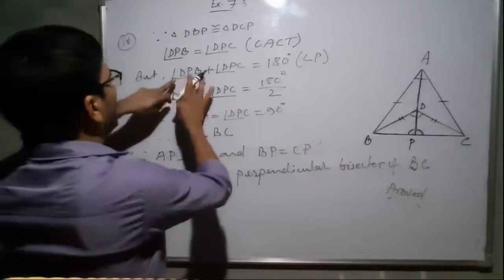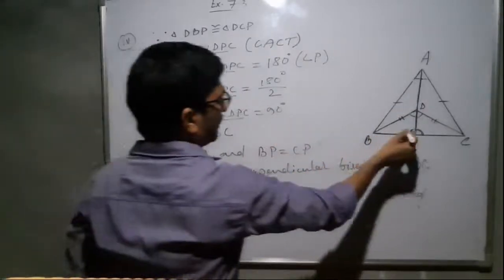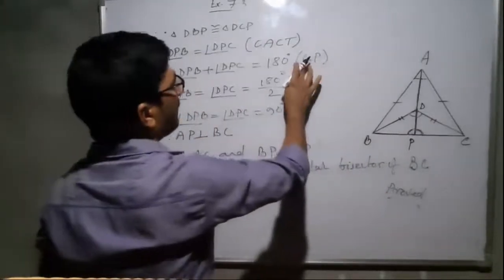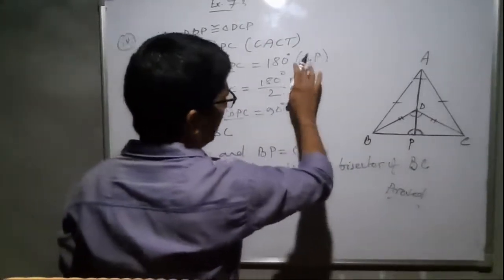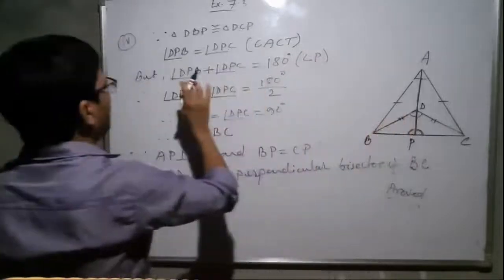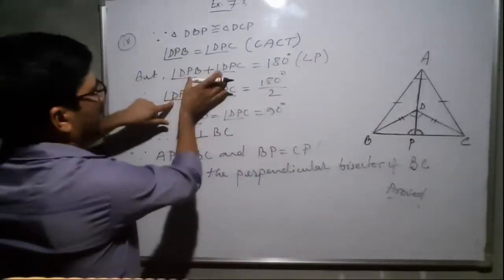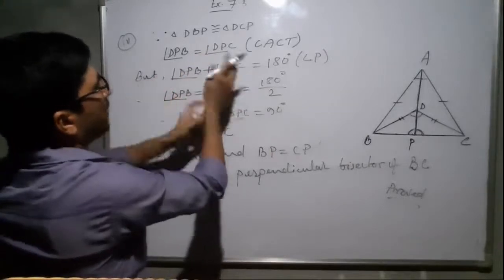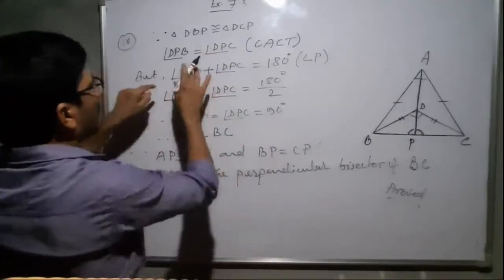Now, we know that DPB and DPC are 180 degrees. This one plus this one is 180 degrees. Linear pairs. You can write linear pair in full; I have written in short LP. Now, since the sum is 180 and they are equal, each will have 90 degrees. So you can show this one directly.